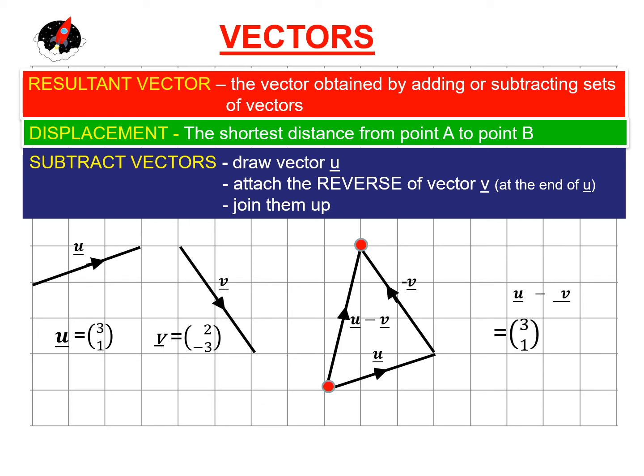We can do it as a calculation again. So 3, 1 subtract 2, negative 3 this time. So 3 subtract 2 is 1, and 1 subtract negative 3 is 4 because we have the double negative there. So again, if we go from the start to the finish, we can see if we go 1 to the right and 4 up, that will get us to the end point of the vector and confirming our calculation.